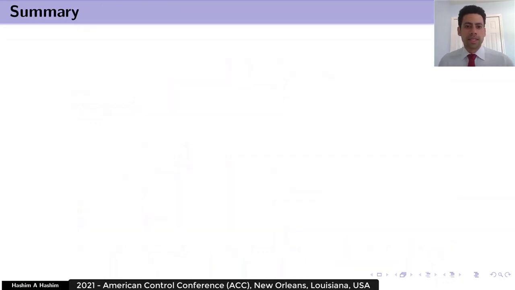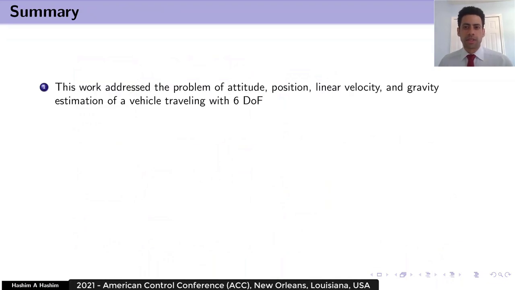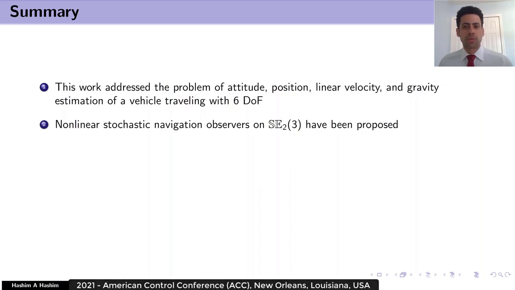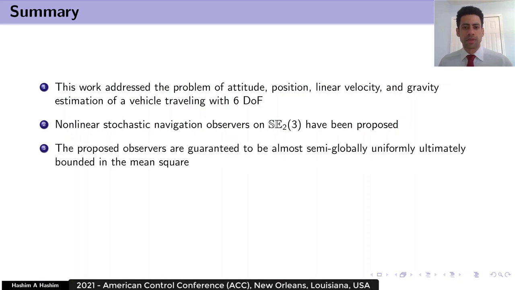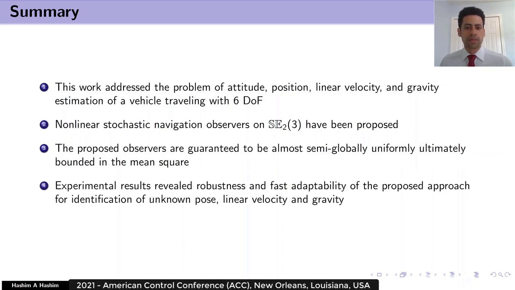In summary, this work addressed the problem of attitude, position, linear velocity, and gravity estimation of a vehicle traveling with 6 degrees of freedom. Nonlinear stochastic navigation observers on the Lie group of SE2(3) have been proposed. The proposed observers are guaranteed to be almost semi-globally uniformly ultimately bounded in the mean square. Experimental results revealed robustness and fast adaptability of the proposed approach for identification of the unknown pose, orientation and position, linear velocity, and the gravity of the vehicle.